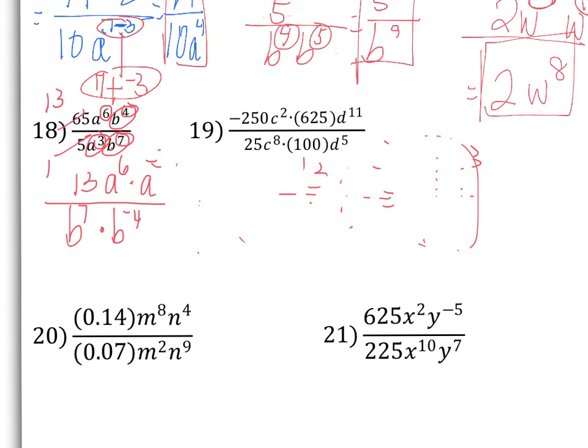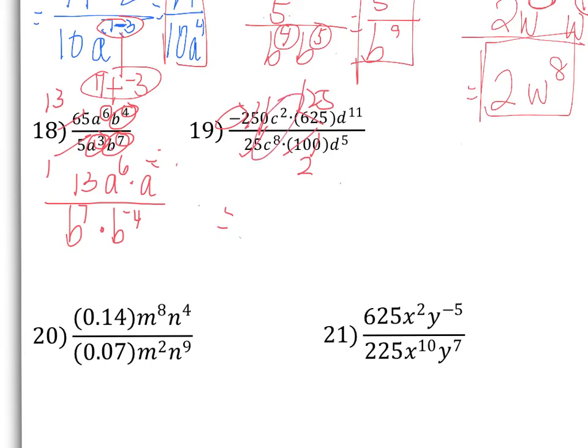Okay, and let's take a look at number 19. And cancel the 0, cancel the 25. Stick with a negative sign so I don't forget. And then simplify 625 over 10.